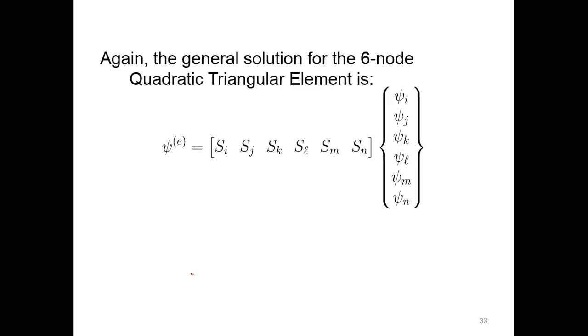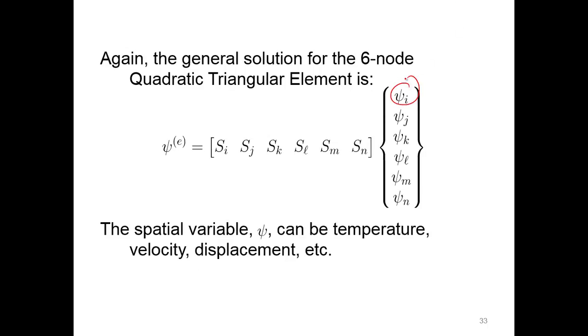All right, and then we do those in matrix form if we substitute in our psi. So we'll go general here. And again, that psi can be temperature, velocity, displacement, anything that makes sense depending on the problem we're solving. This is probably the most commonly used element. The triangular element is very, very popular when people are doing grids and meshing.